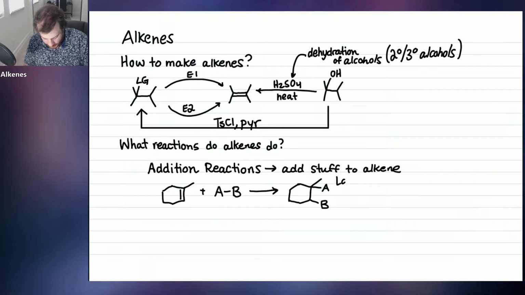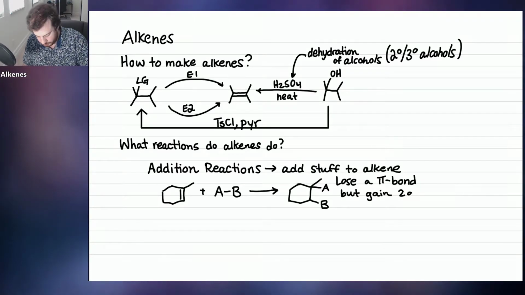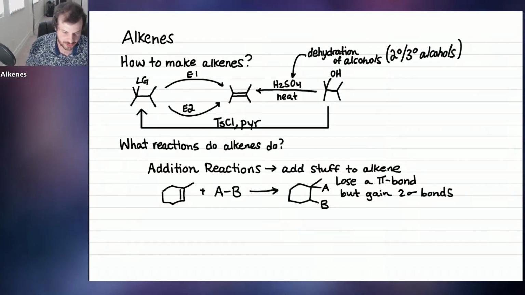So notice what the overall transformation in an addition reaction is. You lose a pi bond, but what do you gain? You gain 2 sigma bonds. And overall, this is usually energetically favorable. Sigma bonds are typically lower in energy than pi bonds, so to lose a pi bond and gain 2 sigma bonds, that's favorable. But what you may have noticed is that there are some things to consider when you add A and B.